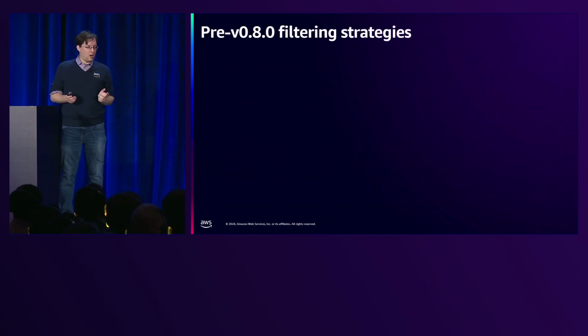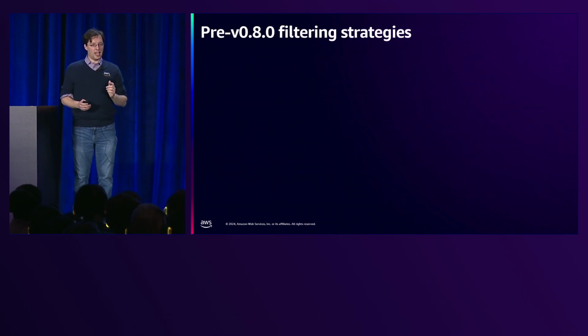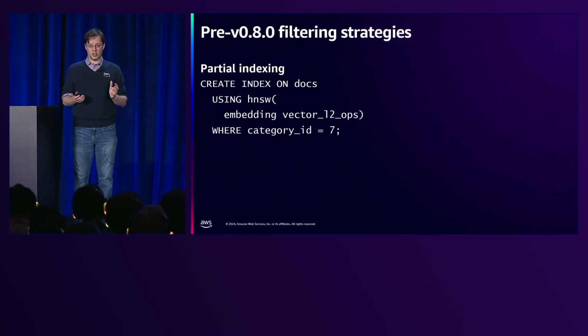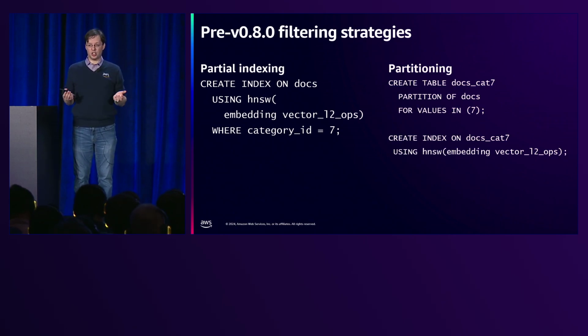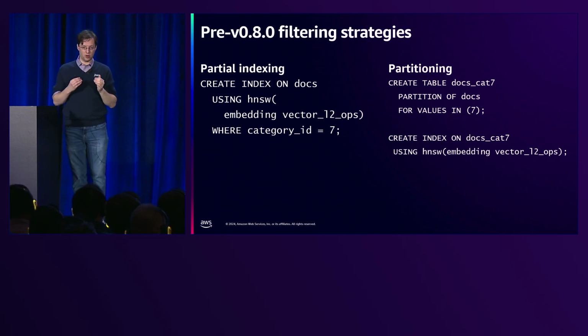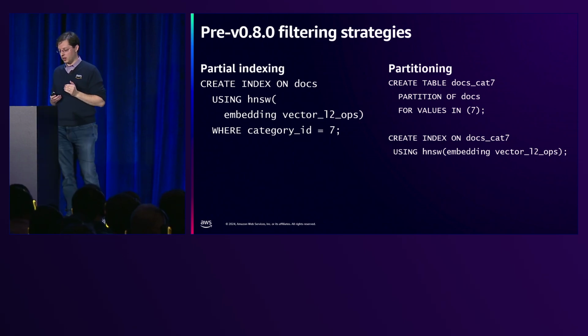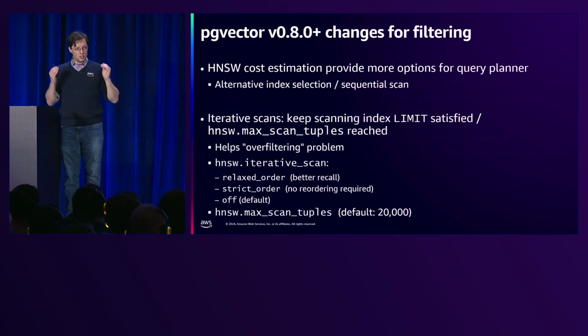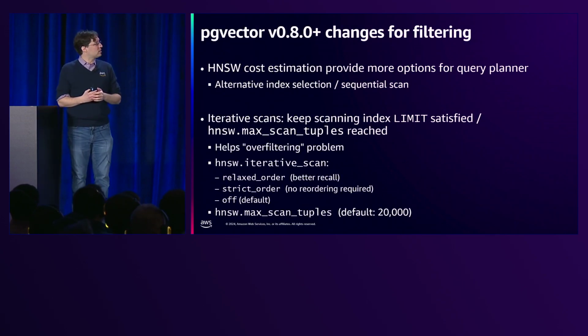Now, before pgvector 0.8, you really had two methods to be able to do efficient filtering. One was creating a partial index, where you put a where clause on your index, or you could partition. And again, these techniques work. I've worked with customers who are doing this at billion scale in production, but it involves more management and maintenance, and you really need to thoroughly understand your data set and how it works. But since pgvector 0.8, which was recently released, there's more.